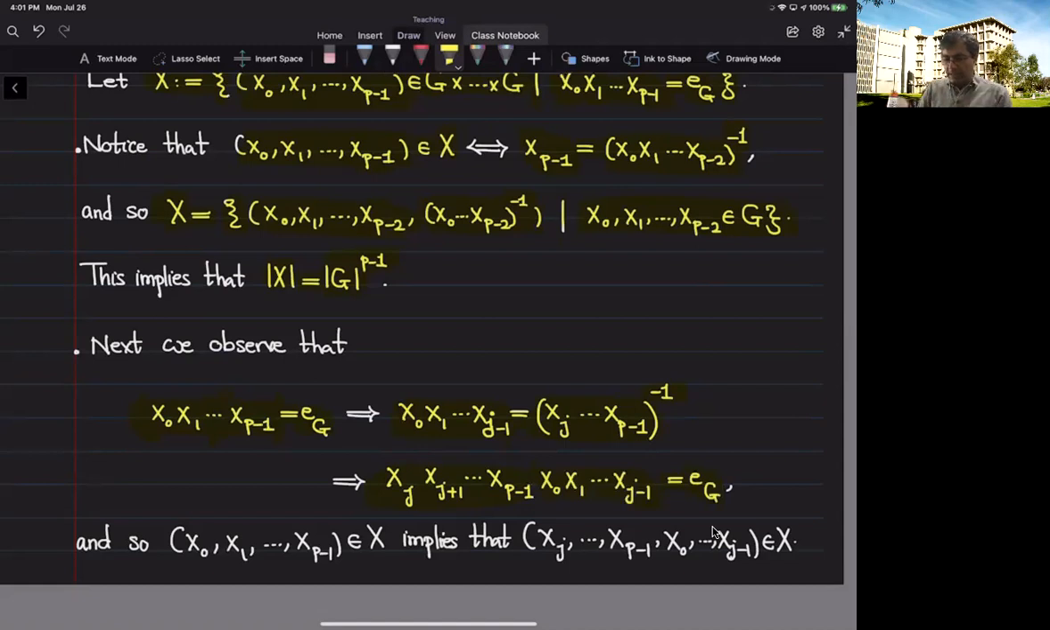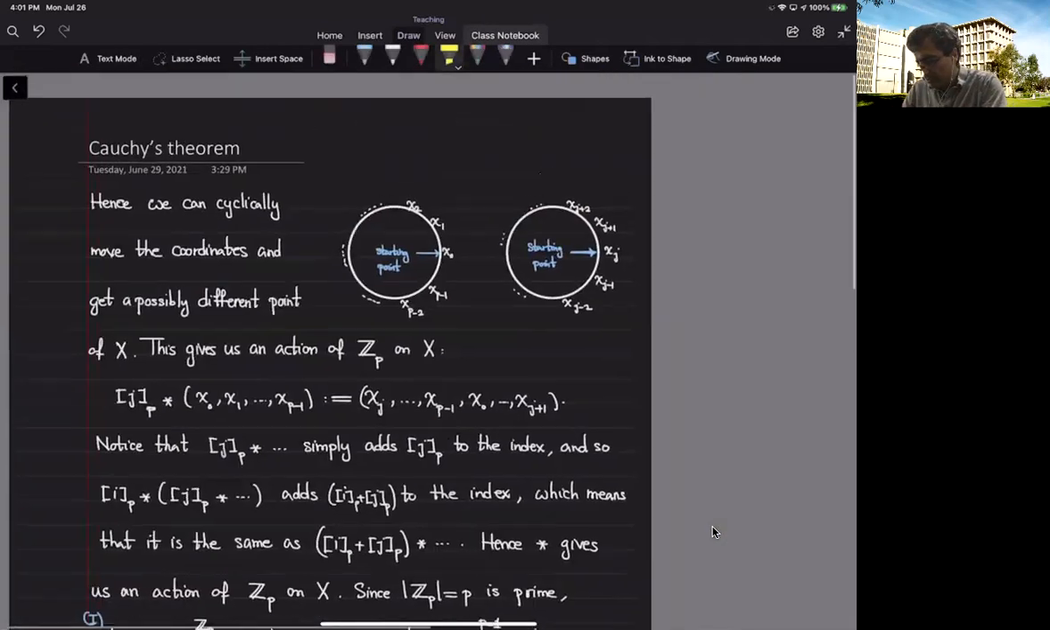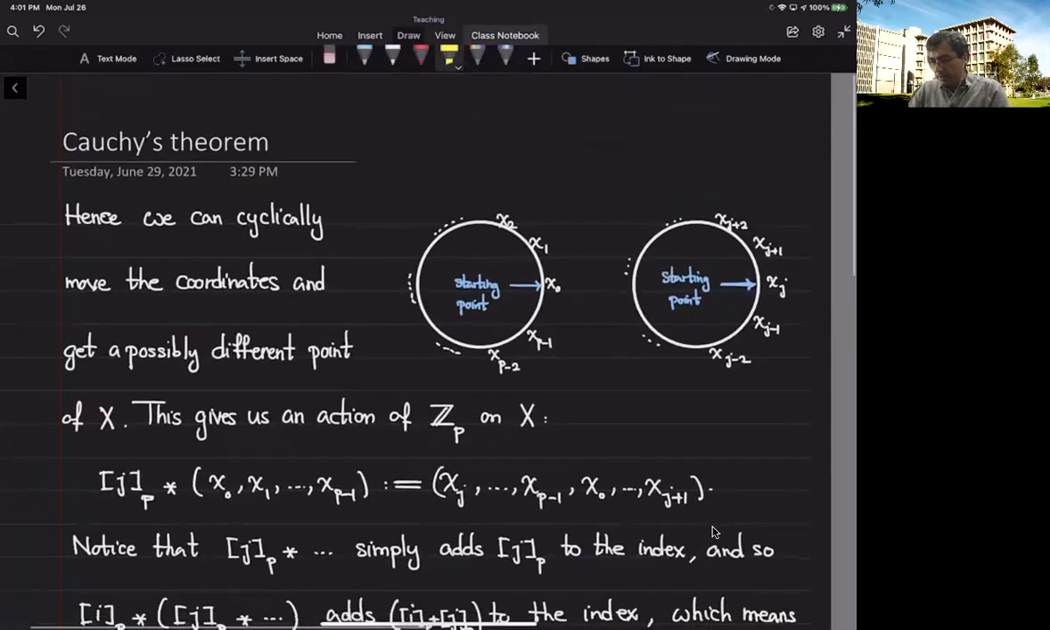So that means what? If I tell you that this p-tuple is inside X, then so is this one. I can cyclically change them and still get a point inside X. So again, pictorially, this is what we are doing. I started with x sub 0, x sub 1, x sub 2, and I multiplied them till I reached x sub p minus 1. And this was my starting point.